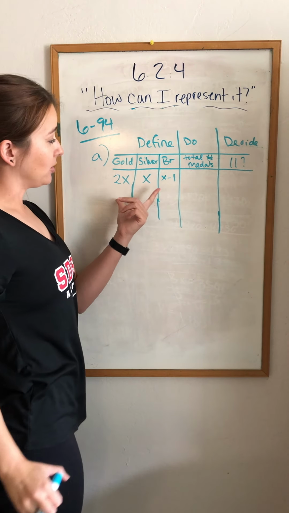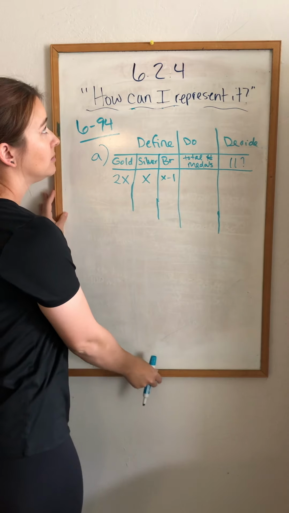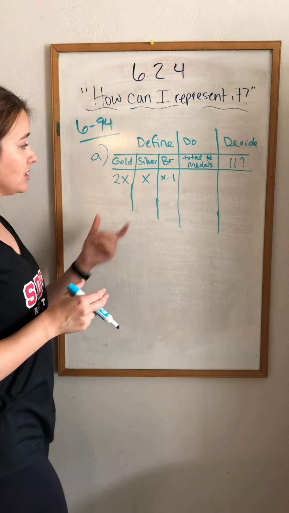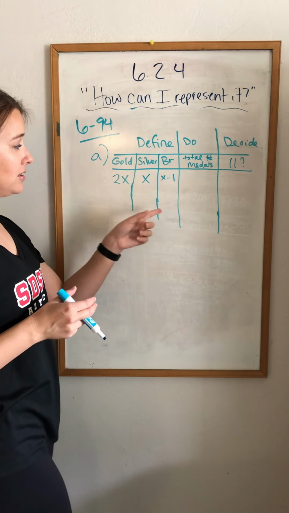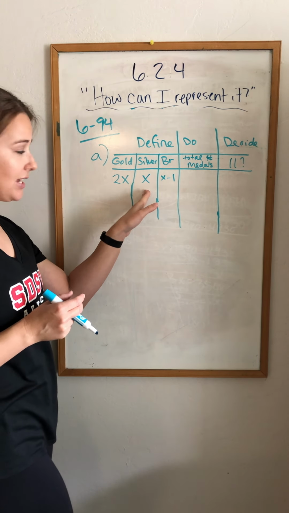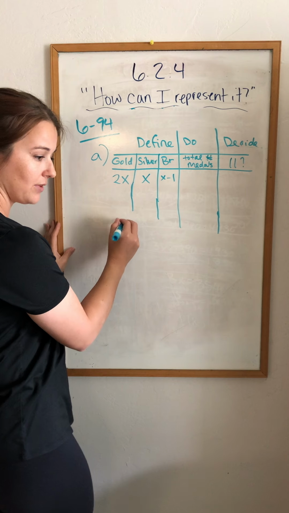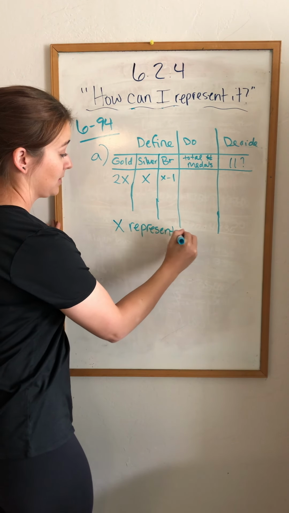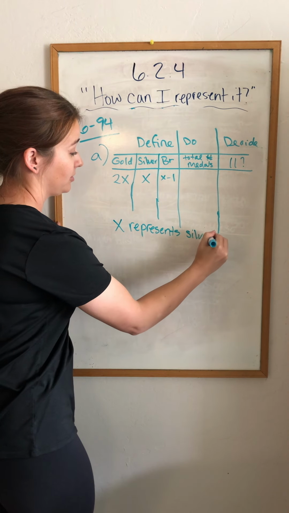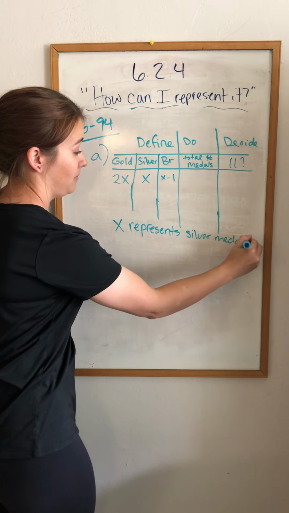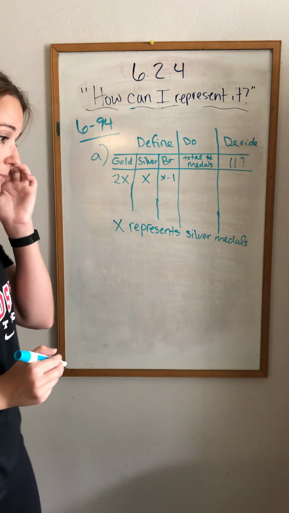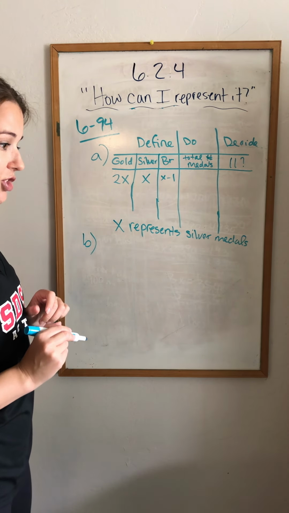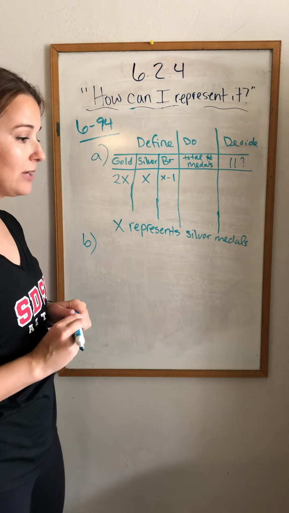So if we look at our table, there's only one part of the problem that was assigned just x. And we can see, because it's nicely organized, that silver is our x. So x represents silver medals. And that's part A.